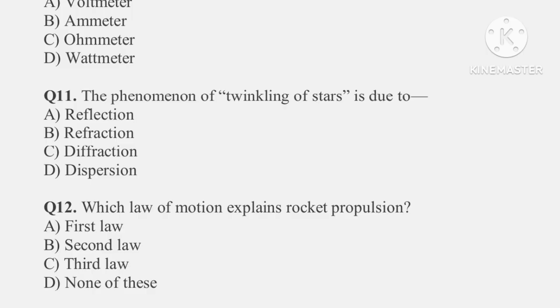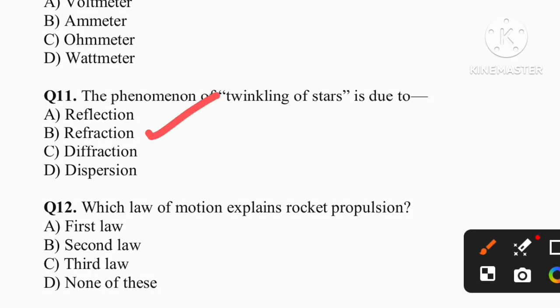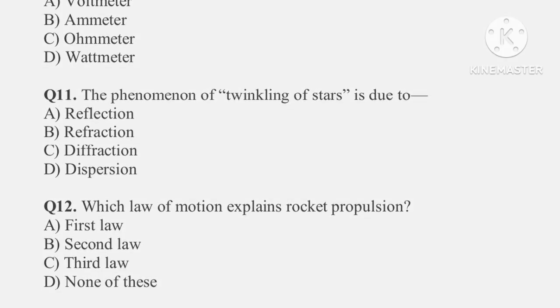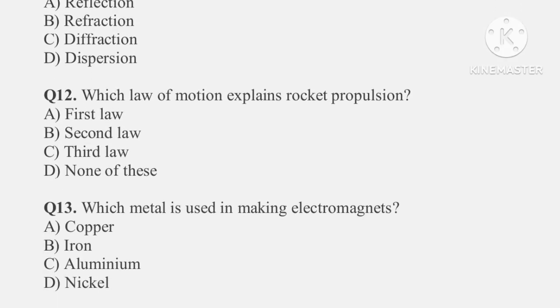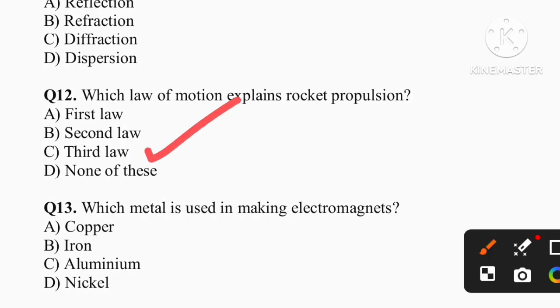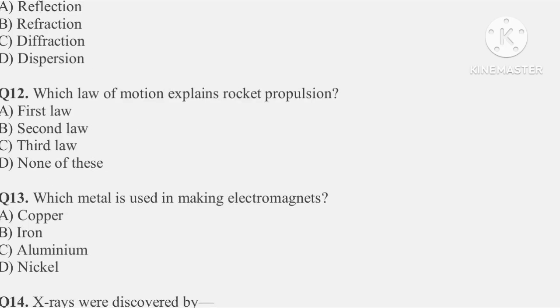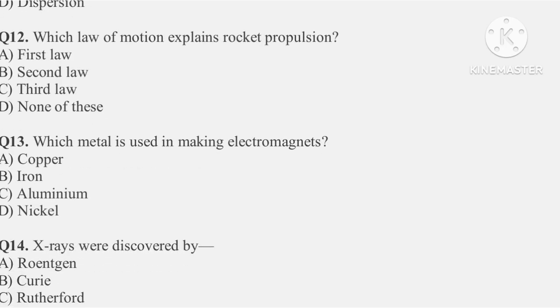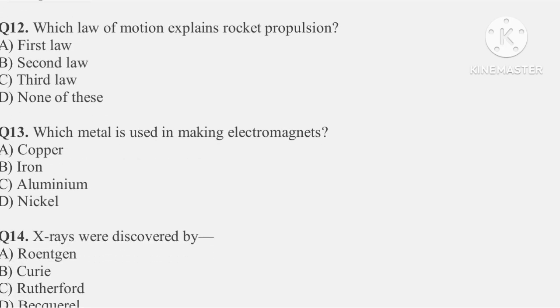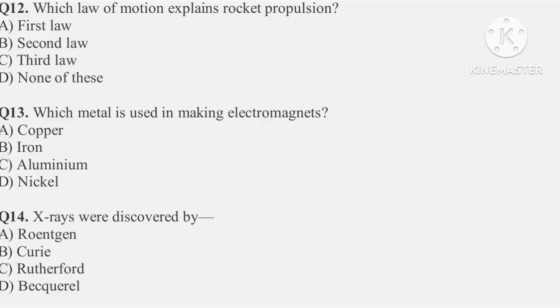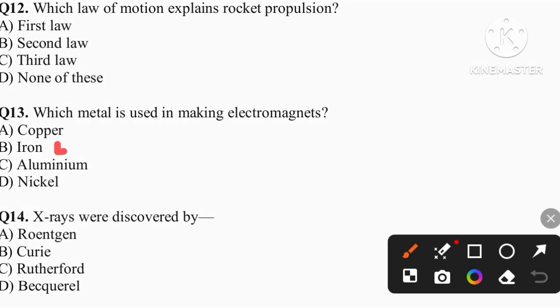Question number 11, the phenomena of twinkling of stars is due to refraction. That is option B. Question number 12, which law of motion explains rocket propulsion? So the answer is option C, that is third law. Question number 13, which metal is used in making electromagnets? So the answer is option B, that is iron.